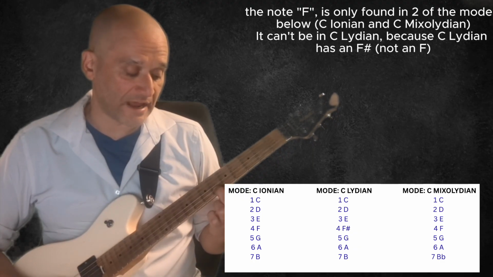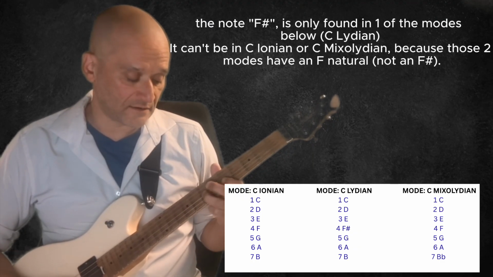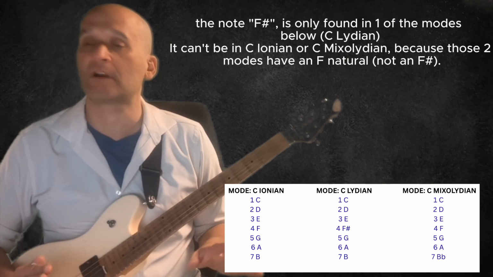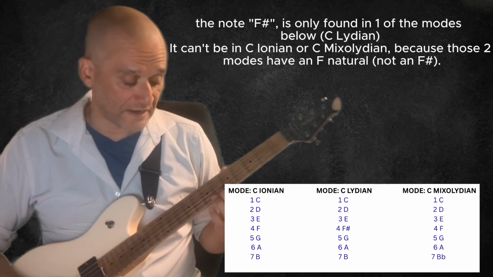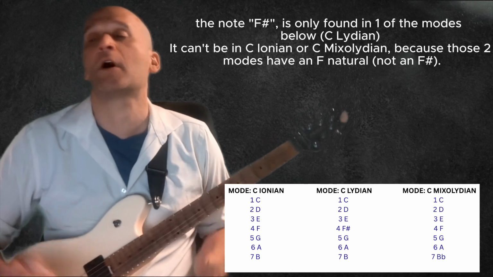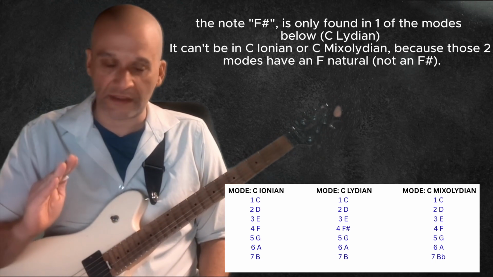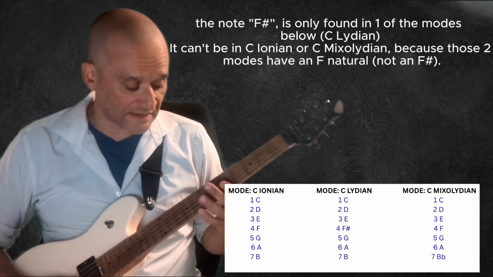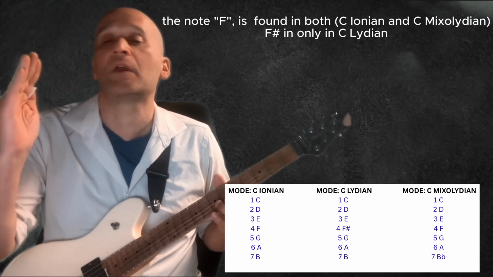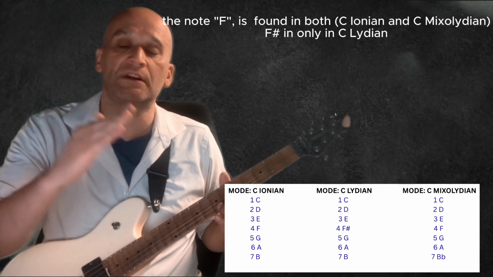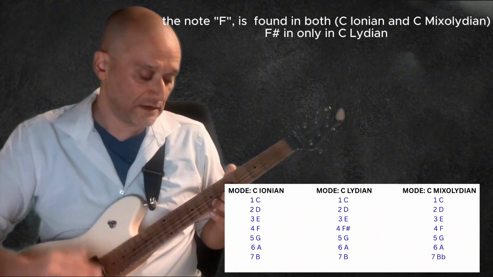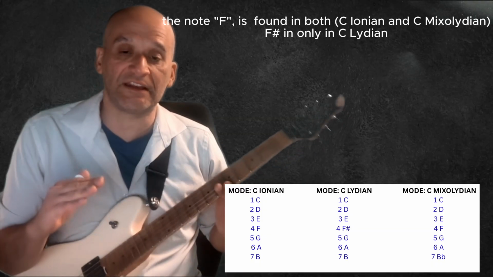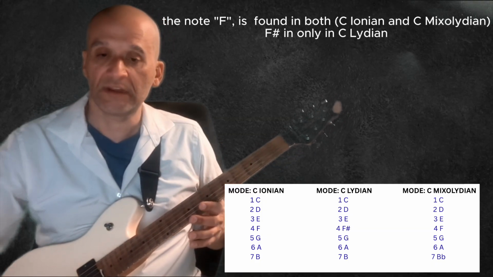Now, if we turn that F into an F sharp, and yes, I am keeping the 7th out, I'm not talking about that yet. So, if we turn that F into an F sharp, we can, process of elimination-wise, say that that is coming from Lydian. I hope that makes sense. F is found in both C Ionian and C Mixolydian. F sharp is found in neither. F sharp is only found in C Lydian. Okay, so let's move on.